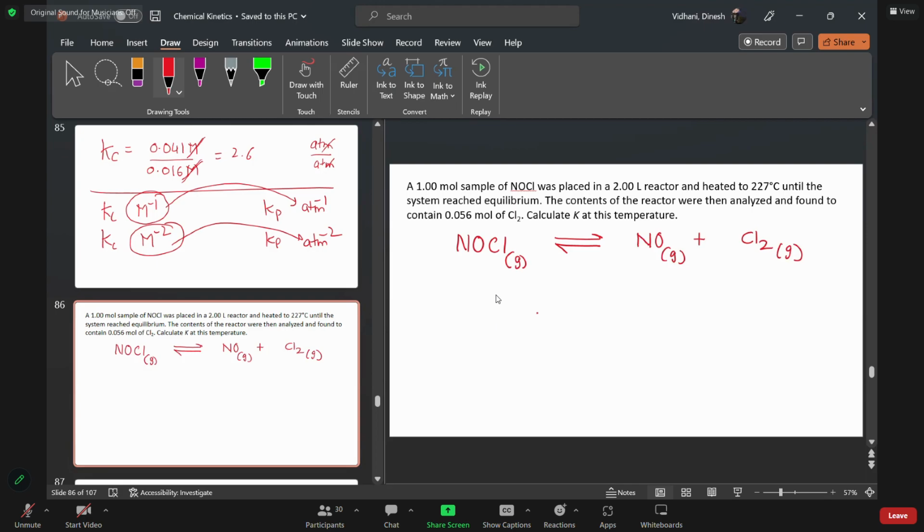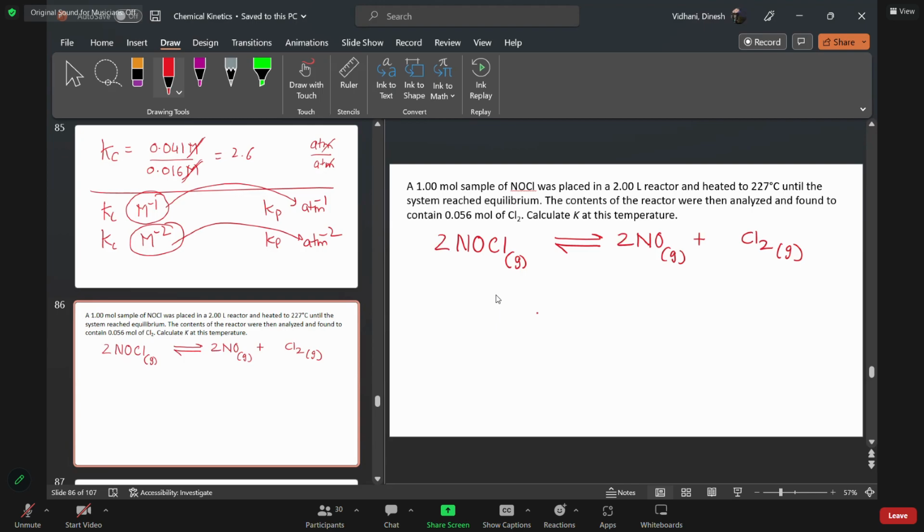So how would you go about this problem? What should be my starting point? Balance the chemical equation. How do you do that? Guys, can you balance it for me? 2 NOs and 2 NOCls. Very good. So I'm going to put 2 NOCl, 2 NO, and my equation is balanced. Now let's see what is given to us.